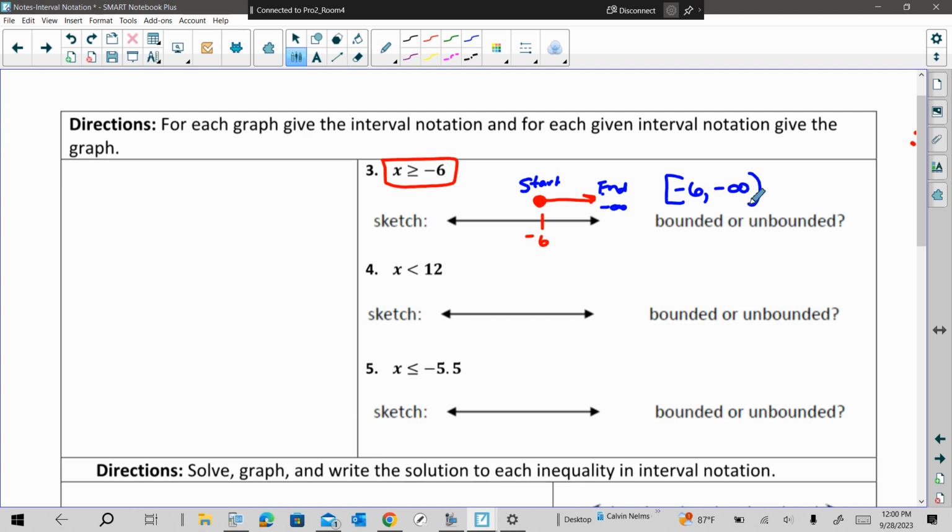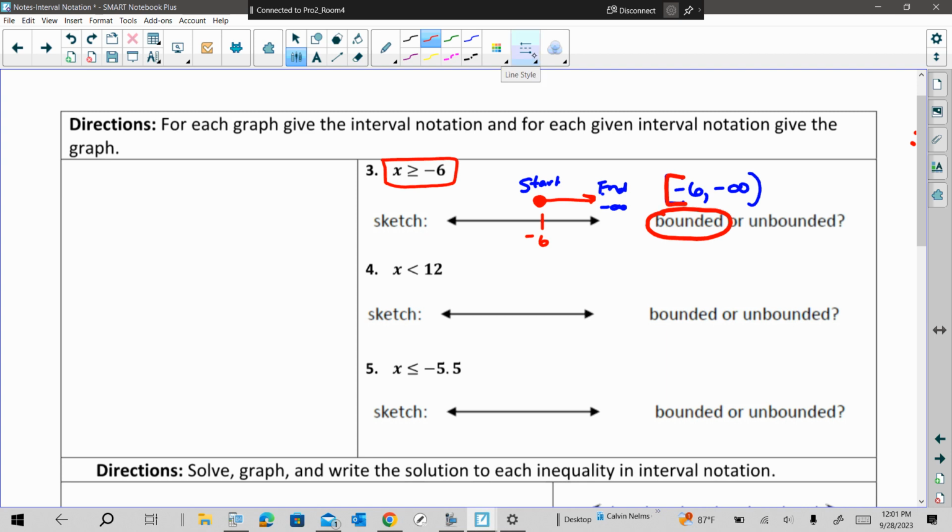Anytime I have a bracket in our interval, we have a bounded interval. Meaning the bracket is saying it's bounded, it means it's including that point. Okay, it's including that value. If I have just parentheses, then it's unbounded.